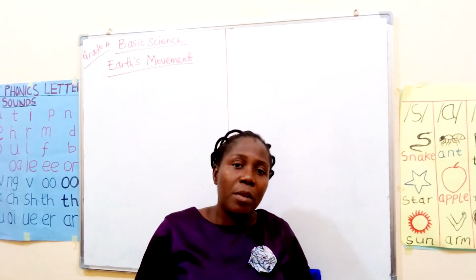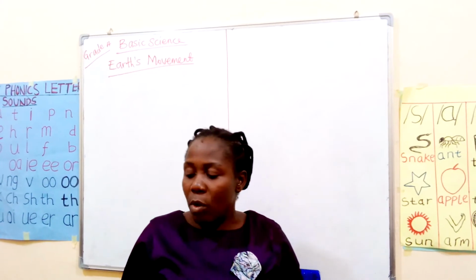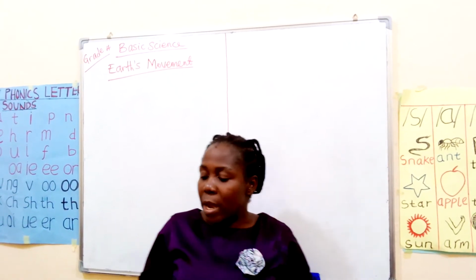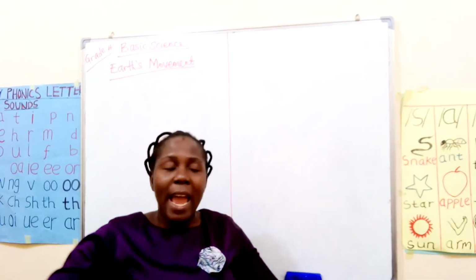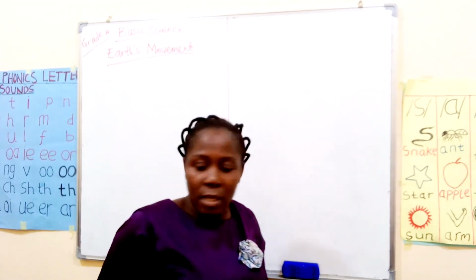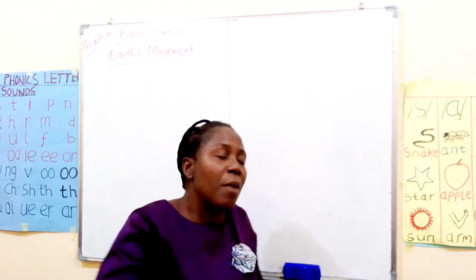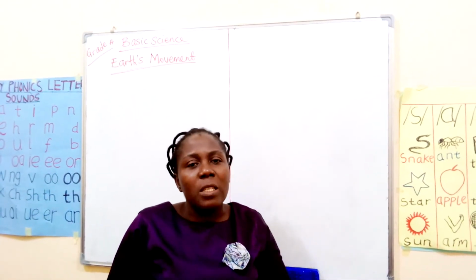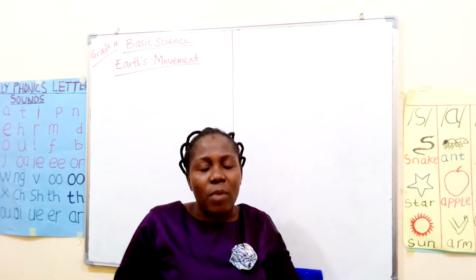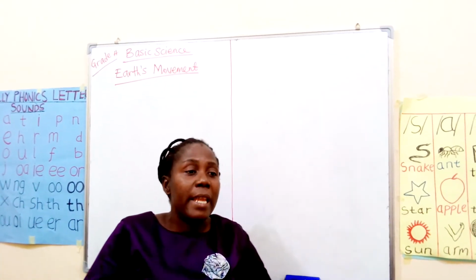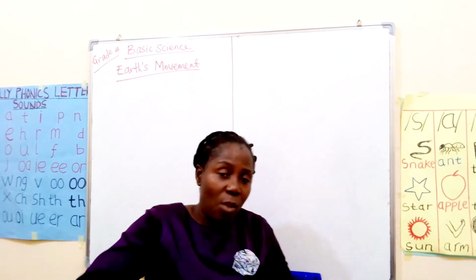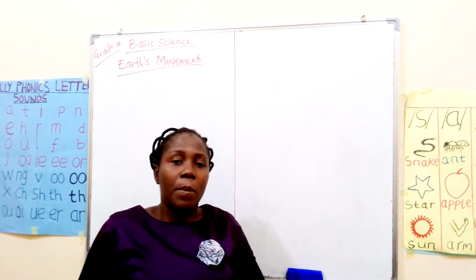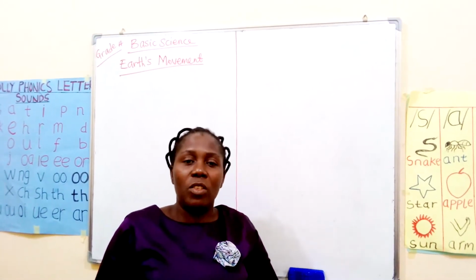Now, when we talk about the revolutional movement of the Earth, as the Earth rotates on its axis, it also revolves around the sun. So how does it move at a spot and also move around the sun? Yes, as the Earth is moving around the sun, it is turning on its axis. Don't worry, I'm going to show that in a very short while.